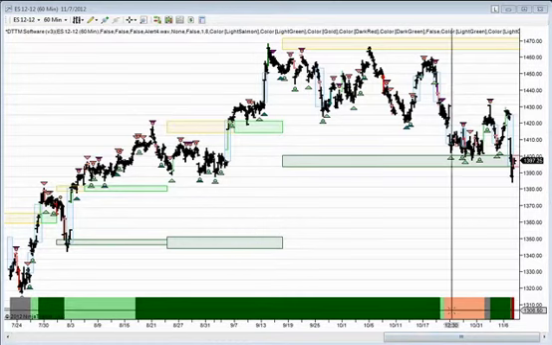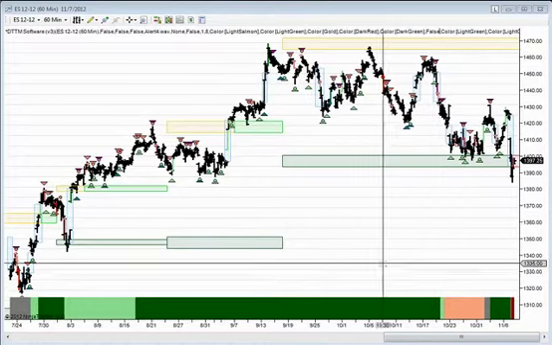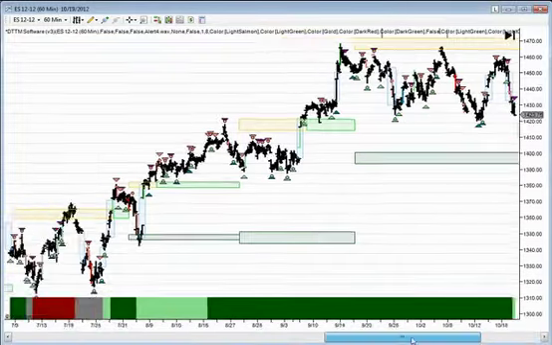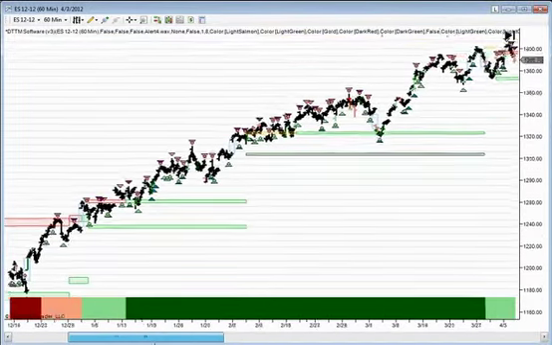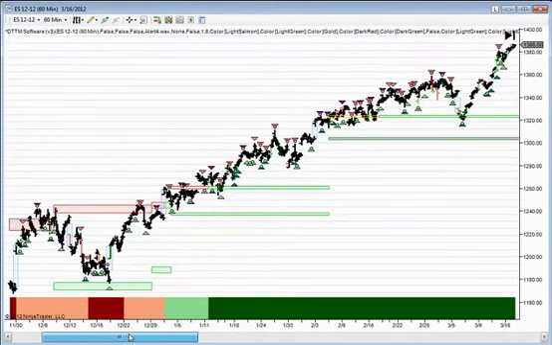With that said, what I have here is a 60-minute chart, loaded for the past year or so. Let me scroll back to about a year ago. You can load more data, but this is about what I've got here.